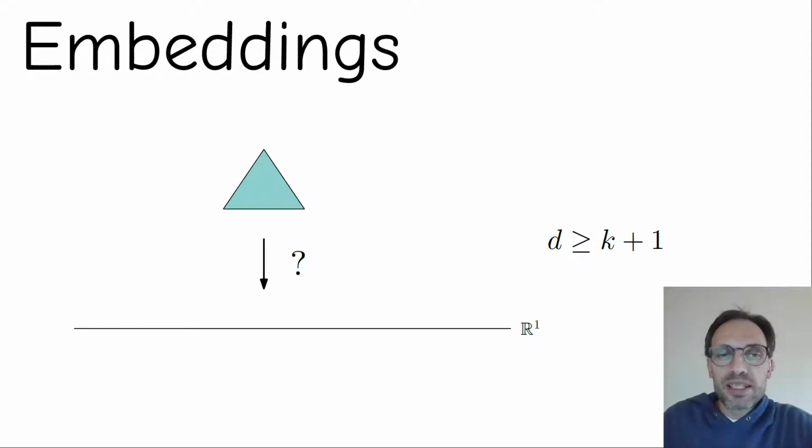Let me give a few examples of embeddings so that we get our head around this. Let's start with embedding a triangle into the line, and you will see this is just impossible. No matter what notion of embedding you consider, geometric, PL, or topological, you cannot do it because the triangle is two-dimensional and the line is one-dimensional. And this generalizes: the dimension d needs to be at least k plus 1 so that you can embed a k-dimensional complex into d-dimensional space.